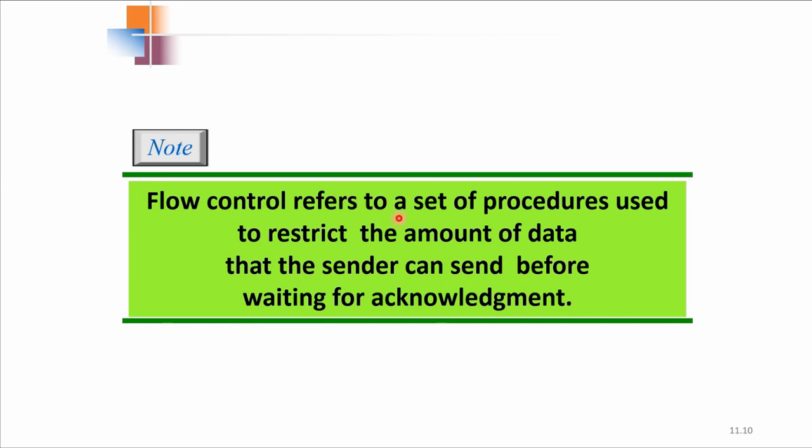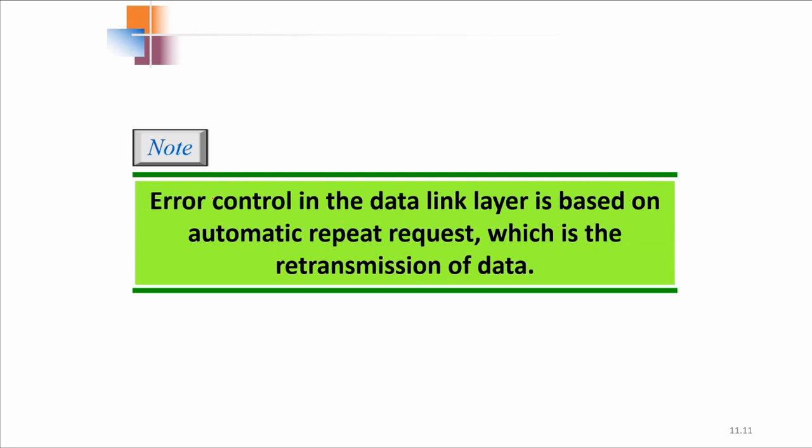Flow control refers to a set of procedures used to restrict the amount of data that the sender can send before waiting for acknowledgement. In flow control, it is about what amount of data we need to send, which is given by a set of procedures, until an acknowledgement is received from the receiver. So before an acknowledgement is received from the receiver, the amount of data a sender can send is given by a set of procedures. This set of procedures is called flow control.